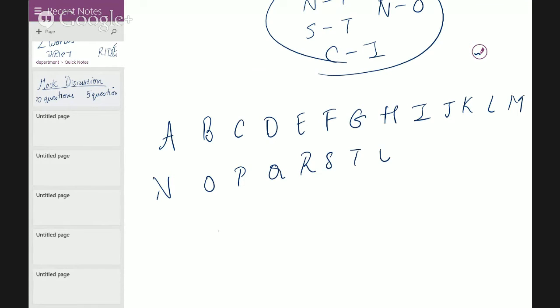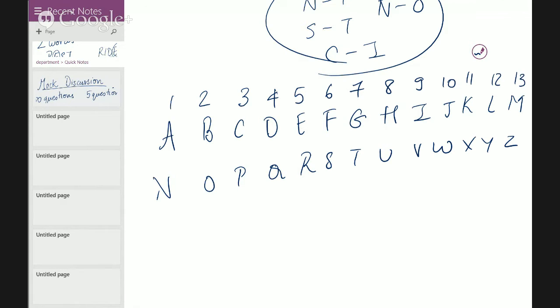Okay, and obviously U, V, W, X, Y, Z. So you have 26 divided equally, 13 and 13. So you write it this way: 1, 2, 3, 4, 5, 6, 7, 8, 9, 10, 11, 12, 13. Then we have 14 here, 15 here, 16 here, 17, 18, 19, 20. Numbers will help you understand coding in a better way.